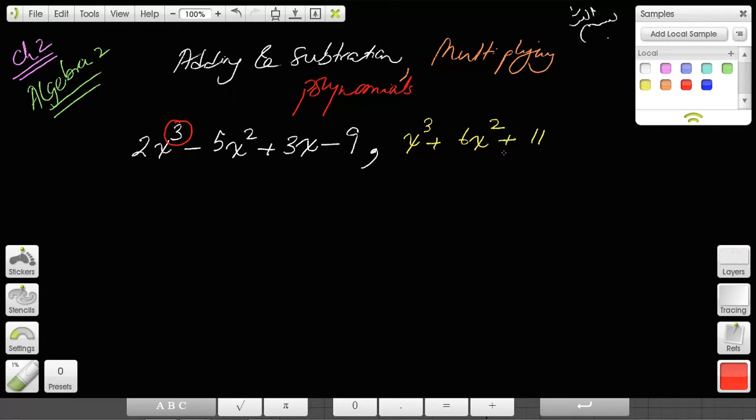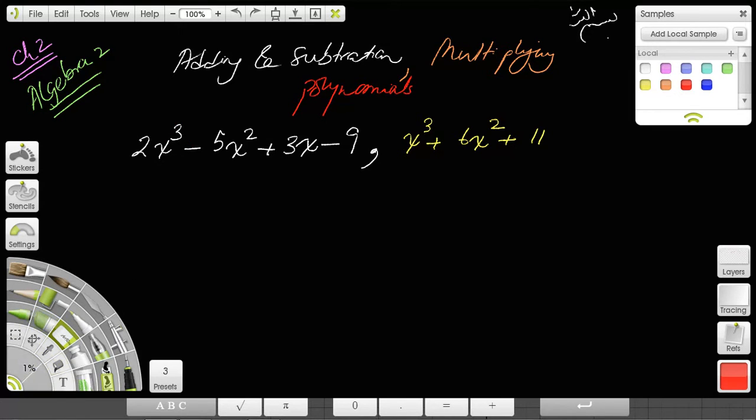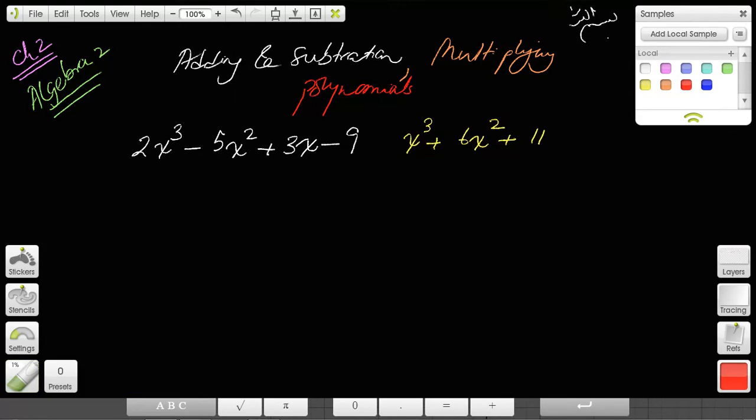For example, both of these appear to be third degree functions. So we have to make sure that every third degree, second degree, and first degree variable is accounted for. In other words, you do it like this. You make sure you start out with the third degree. So you have like terms, 2x cubed and x cubed. Those are the two like terms, and that would be 3x cubed.